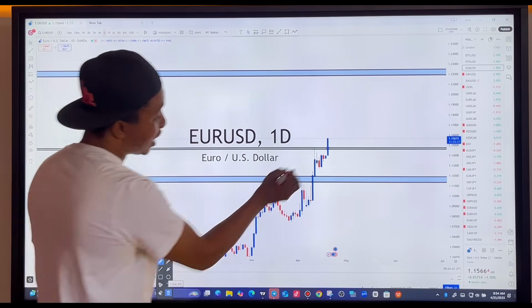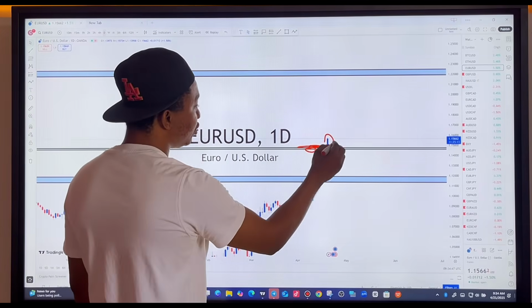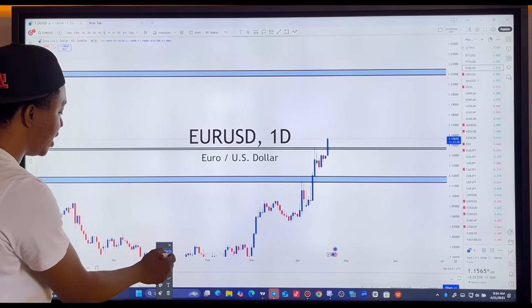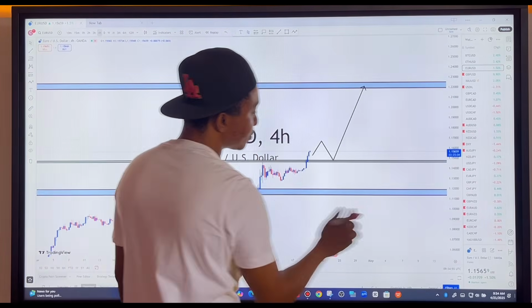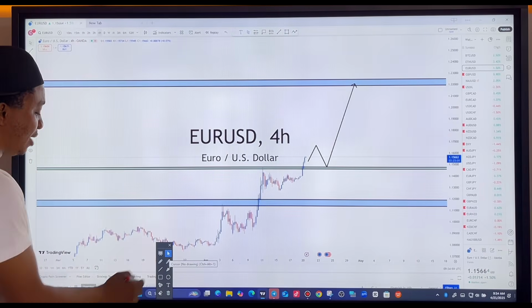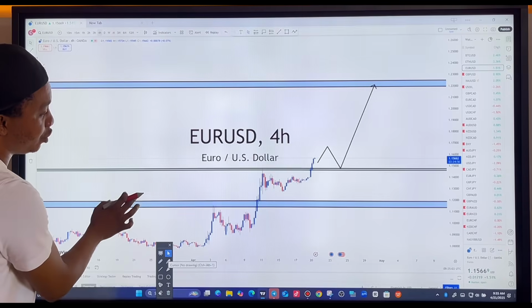So since price has been able to break above this daily resistance level, then we can find entry above to go all the way to the next monthly resistance level. So Euro USD, let's take it to the 4-hour time frame and then complete the analysis. Alright, so this is Euro USD on the 4-hour time frame. Let's add meaning to it.